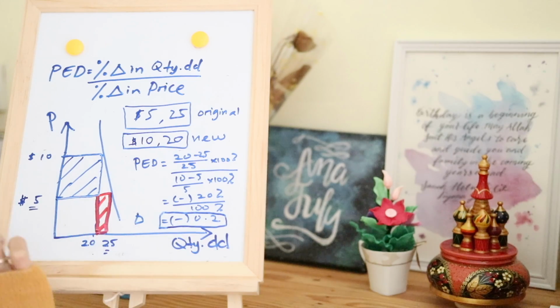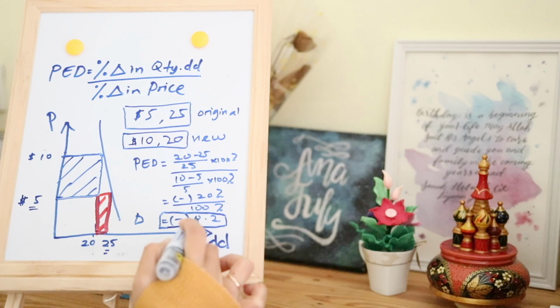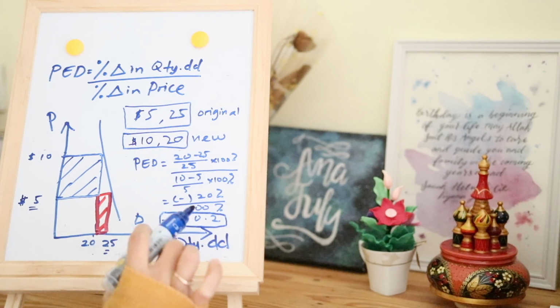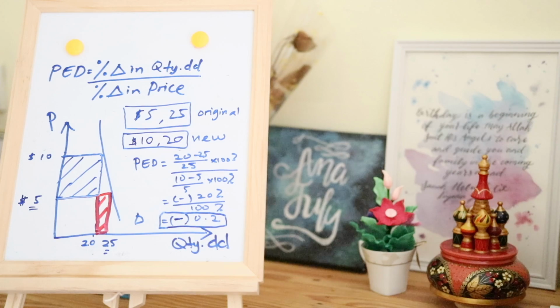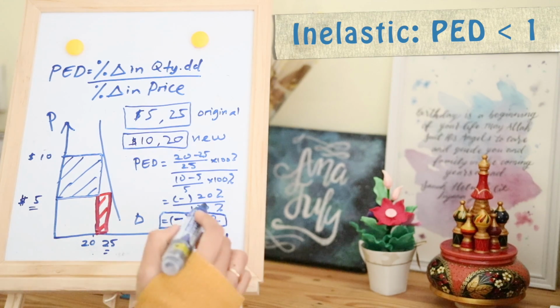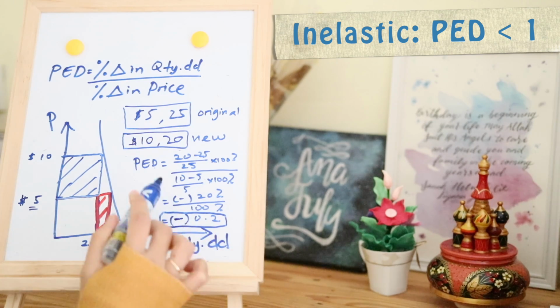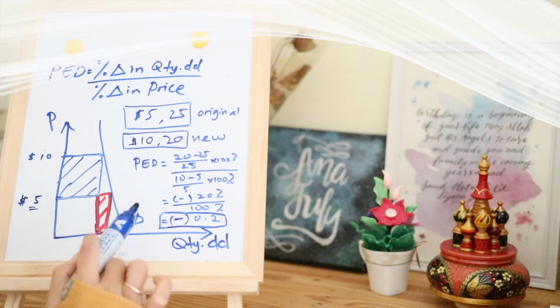Okay, the PED for this particular example is 0.2. You may just ignore the negative sign because for this demand curve, the sloping will always be negative. The PED for inelastic is less than 1, which now 0.2 is less than 1. Thus, the PED for this particular example is inelastic.